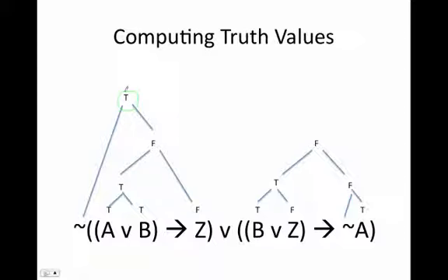All right. Well, what does that leave us? It leaves us with the major operator. Okay. Well, it's a disjunction. What's required for a disjunction to be true? All that's required is that one of the disjuncts be true. Well, since the left disjunct is true, the disjunction as a whole is true.